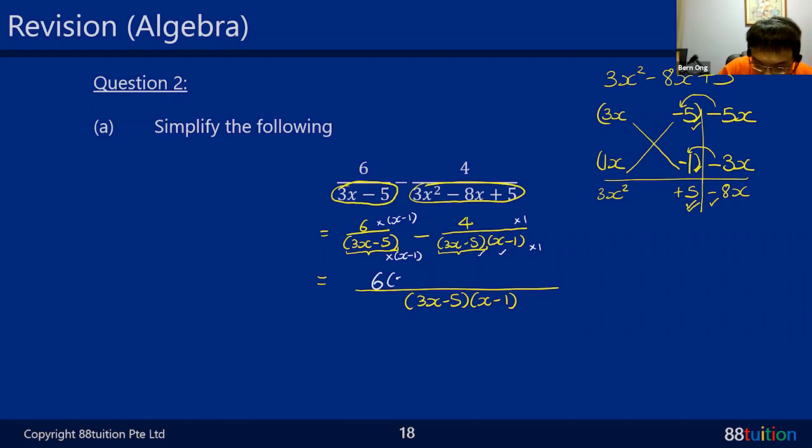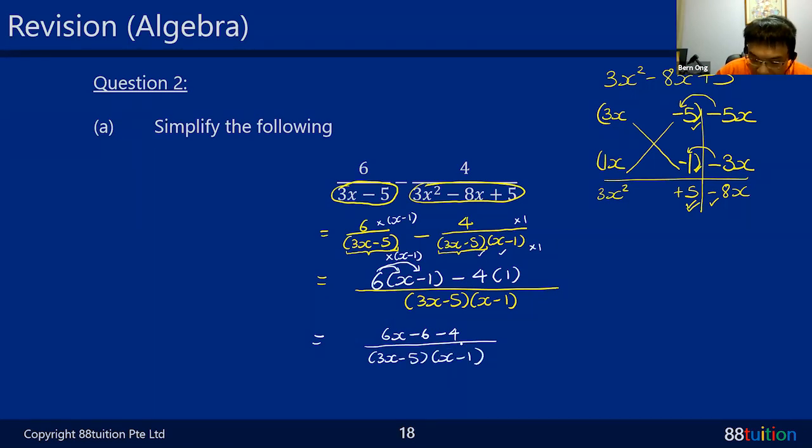6 bracket x minus 1 minus 4 times 1. Try to simplify. Use your expansion, all right? Use your rainbow method. 6 times x will give you a 6x. 6 times negative 1 will give you a negative 6. Minus 4 times 1 will give you a minus 4. And the denominator stays on. Please write it back. All right? Simplify some more.